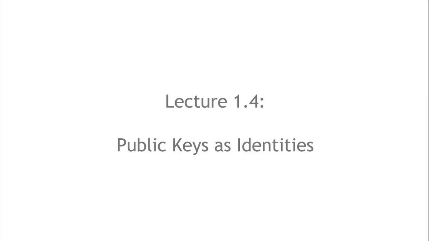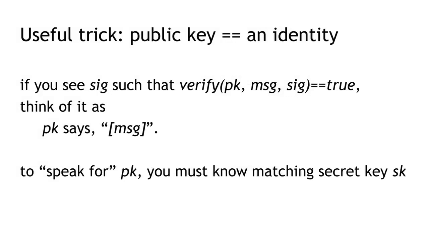In segment 1.4, we'll move on, having covered digital signatures, and talk about a nice trick that goes along with digital signatures. And the useful trick is this. The idea is to take a public key, one of those public verification keys from a digital signature scheme, and equate that to an identity. That is, an identity of a person or an actor in a system.